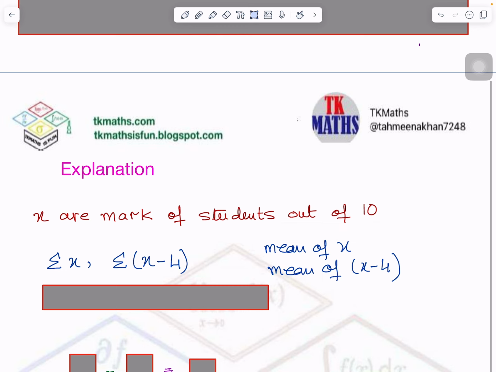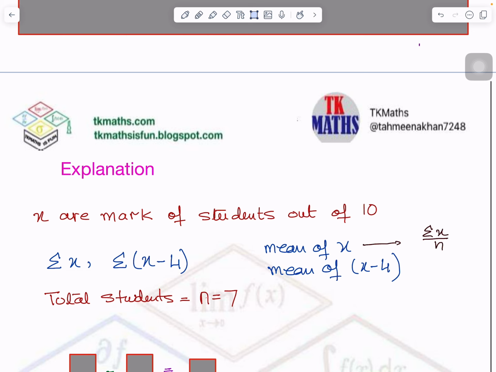When the question says find the mean of X, it means it is asking you sigma X over N, right? For example, total students are 7. So I need to know the total of the marks. And mean of X minus 4 means sigma X minus 4 divided by 7. This is the meaning of it, right?